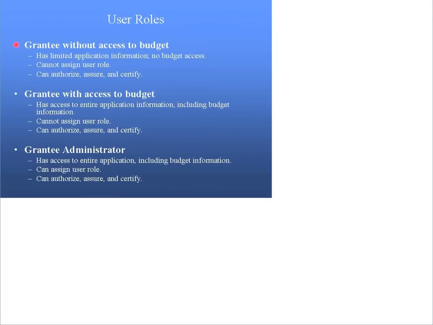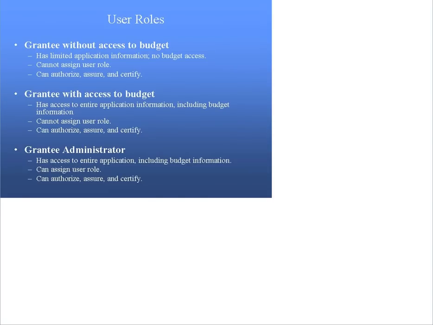The second one is Grantee with Access to Budget. This role has full access to the application, but cannot assign user role. Finally, the grantee administrator has full access to the application as well as the responsibility to assign user role. We recommend that each organization designate more than 1 grantee administrators. Access means the ability to view and edit parts or all of the application depending on the role assigned. All 3 of these roles can authorize, assure, and certify the application.